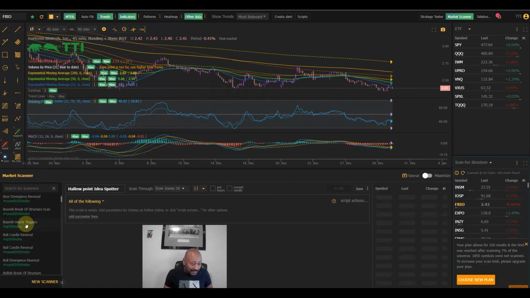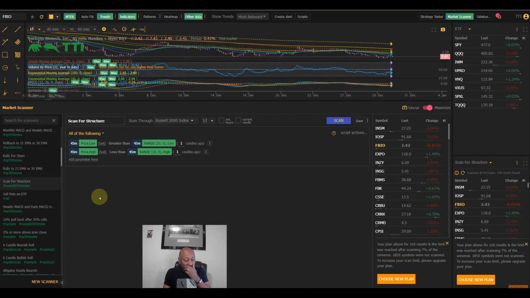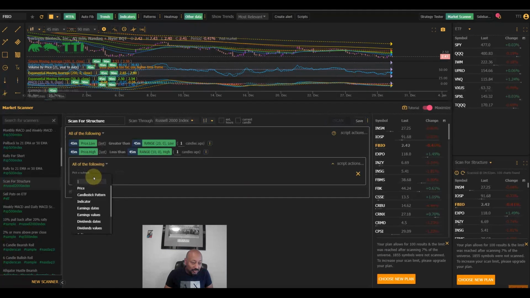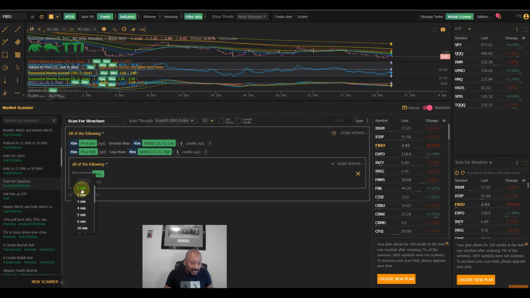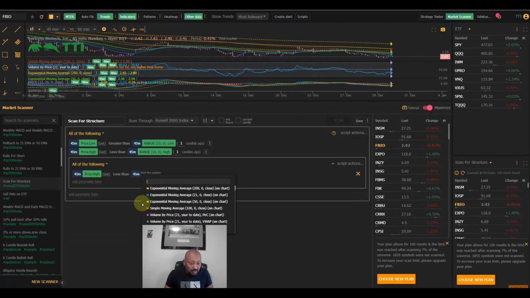Let's go back to our scanner and pull up scan for structure. Let's maximize it so you can see it. Now what I want to add is a condition group, and the first one is price on the 45 minutes. I'm not saying anything for now yet, because I want you to start to think about what I'm trying to do here.